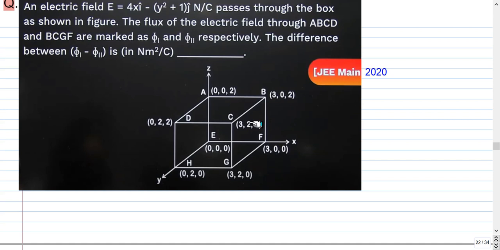So ABCD is the top face and BCGF is this right face. So you have to find the flux through these two faces and subtract them. You can pause and attempt this question.